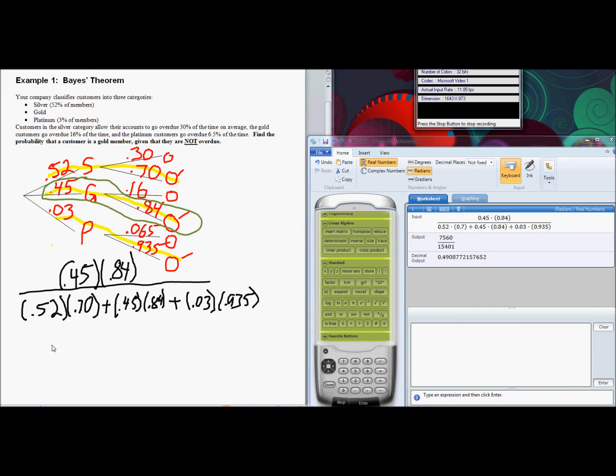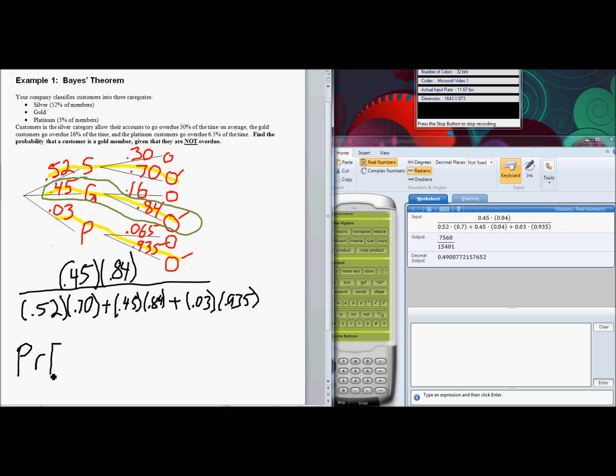All right, so let's finish this up by writing our final answer. We'll do that right here. And let's see if my pen's still on. Good. So I would say, and I'm going to do this symbolically, the probability of gold given not overdue is approximately 49.1%. That's it.